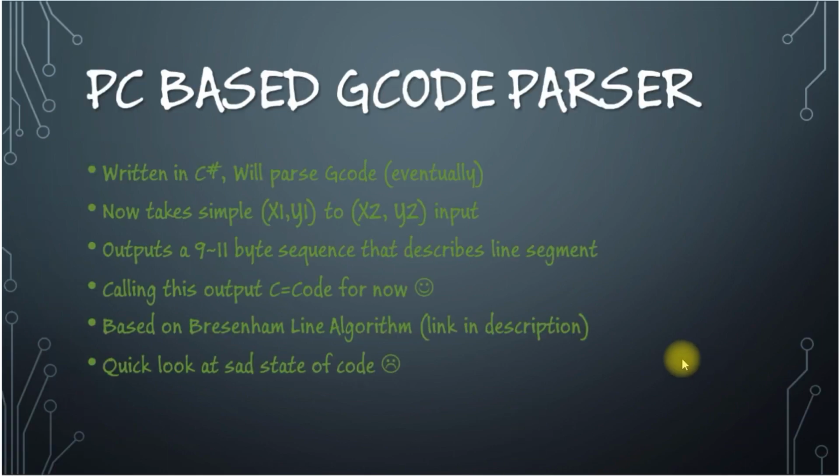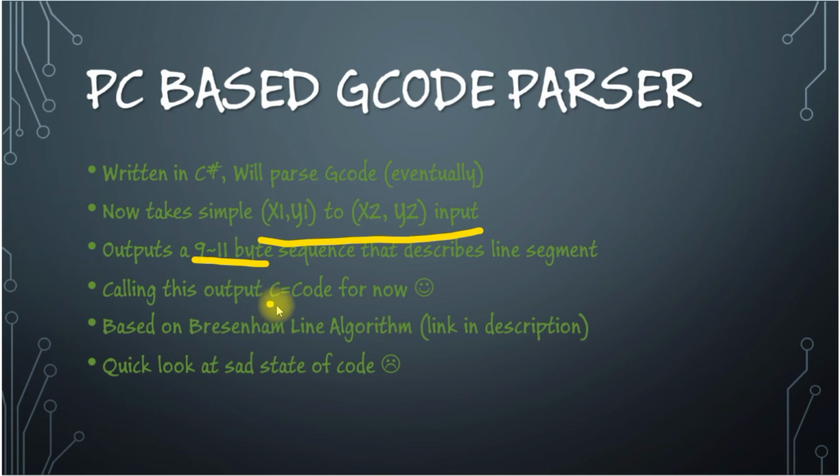So we'll have a G-code parser that is PC based, or I guess you could run it on Linux with Mono. It's written in C#, and right now it takes a simple point-to-point input, which is in steps, not any sort of distance unit. And here I say it outputs 9 to 11 bytes that describe a line segment. We'll look at the code and go into that in a little more detail later.